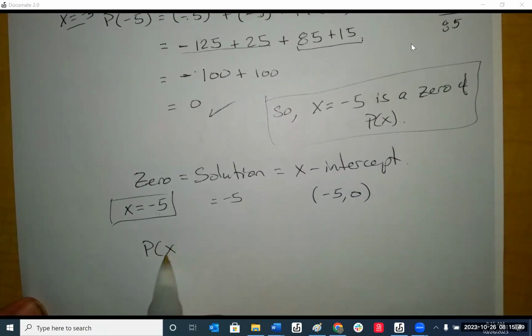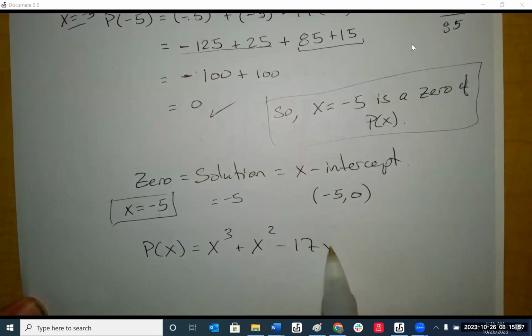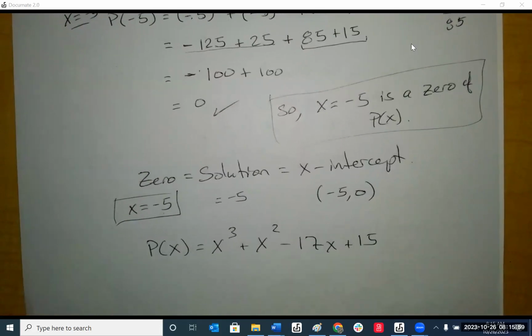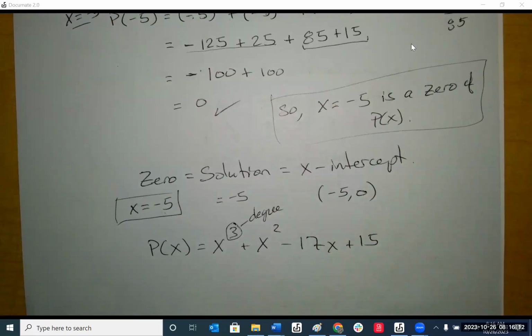Remember, the degree of the polynomial tells us how many solutions we're supposed to have. We're supposed to have 3 solutions. So we have one of them. There are 2 more I have to find. And that's what we're going to do in section 3 of this chapter.